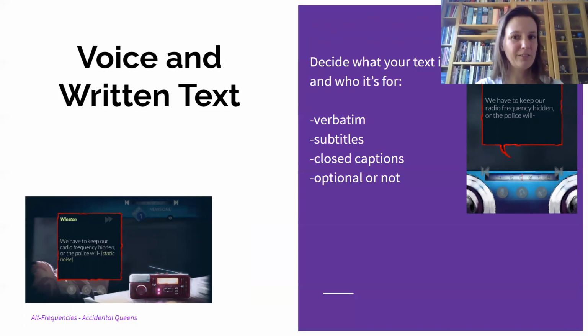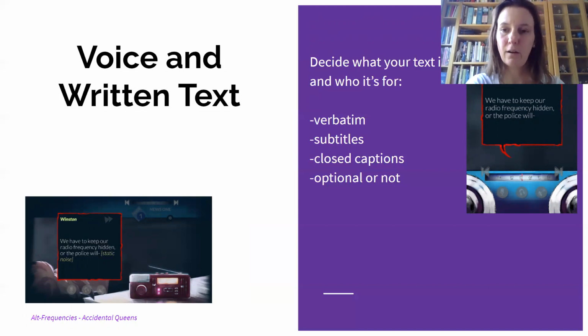If you have the possibility to have either subtitles or closed captions as an option, that would be awesome. But I get that this is not always possible. But please think about that at least and make an informed decision about that. Decide if it's optional or not. So can you turn it on and off, the subtitles? And also decide whether you need it verbatim.